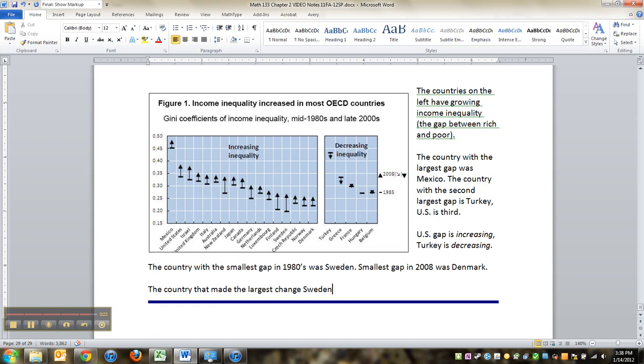And the country with the smallest change, I mentioned it before, was Hungary, because there basically is no bar at all because there's no arrow. It's basically the same in both years.